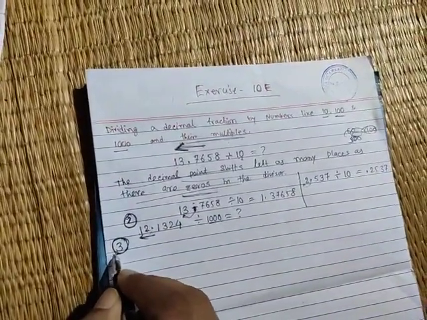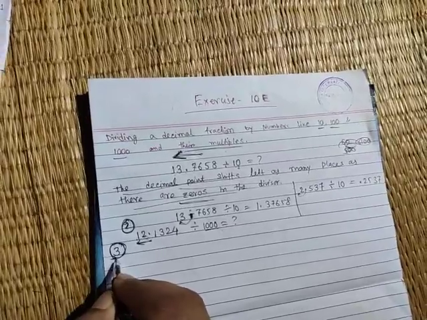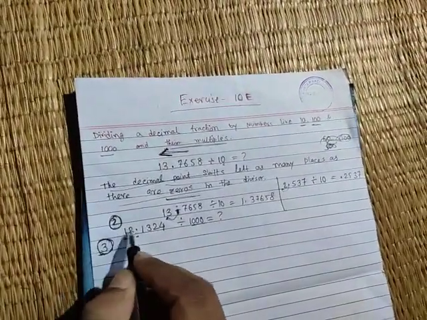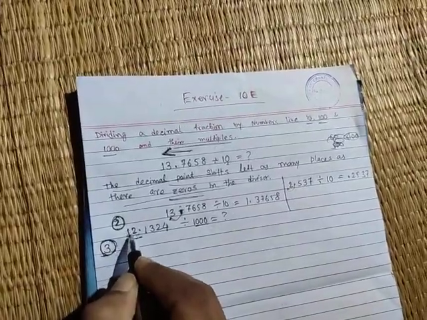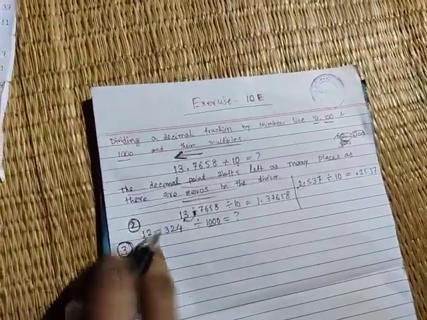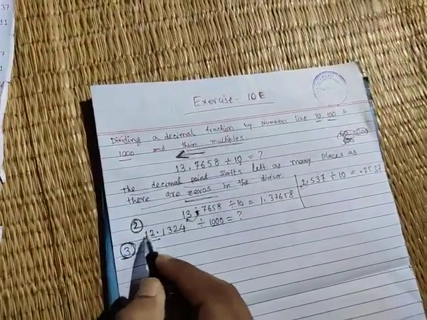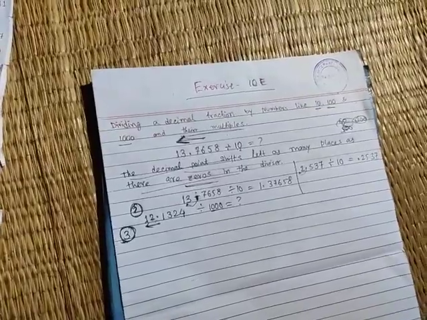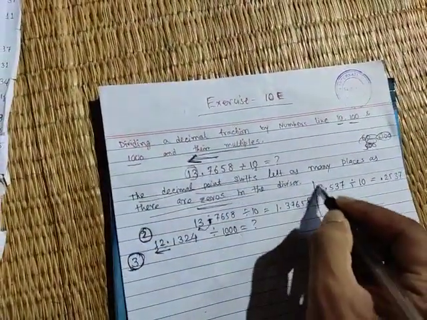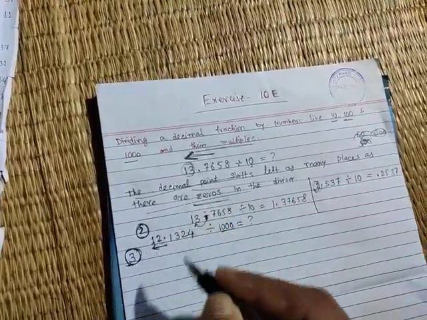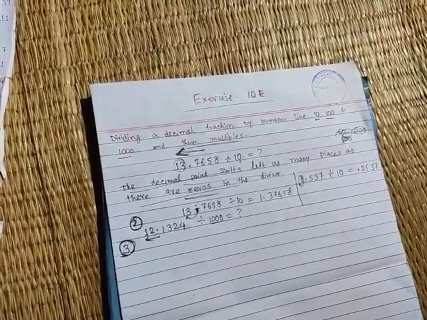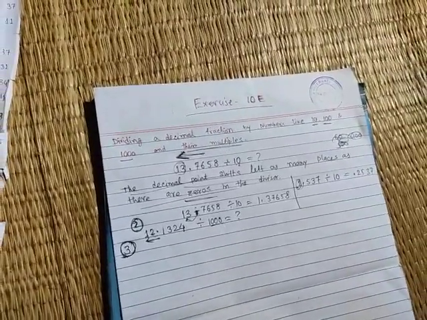So if the number of places to shift is more than the number of digits in the integral part. Integral part means the digits which are in front of the decimal point. These are called the whole number part. See, 13 is the whole number part, here 2 is the whole number part. So I have to shift the decimal point to the left side, that means in the whole number part.